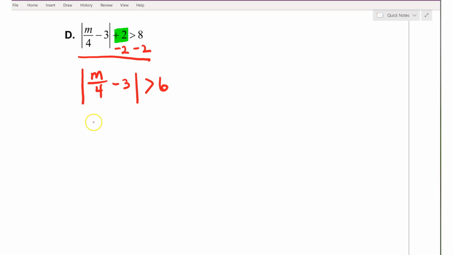Now we have two possibilities. We have m divided by 4 minus 3 is greater than 6. You hear the word greater, so it's going to be OR. And then you have m divided by 4 minus 3 less than negative 6. Okay, so how can we solve for m?